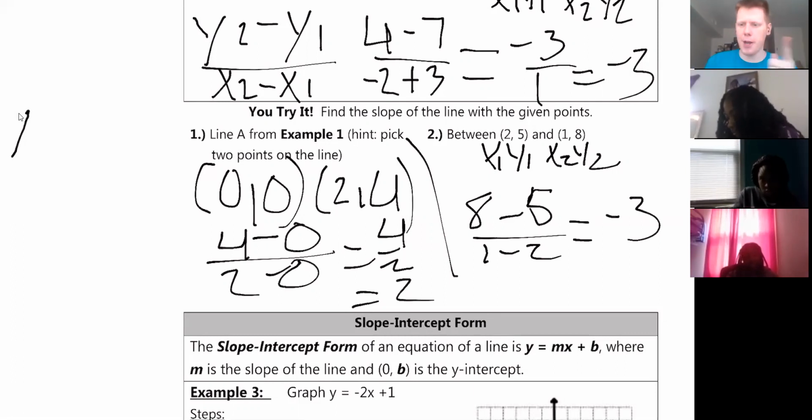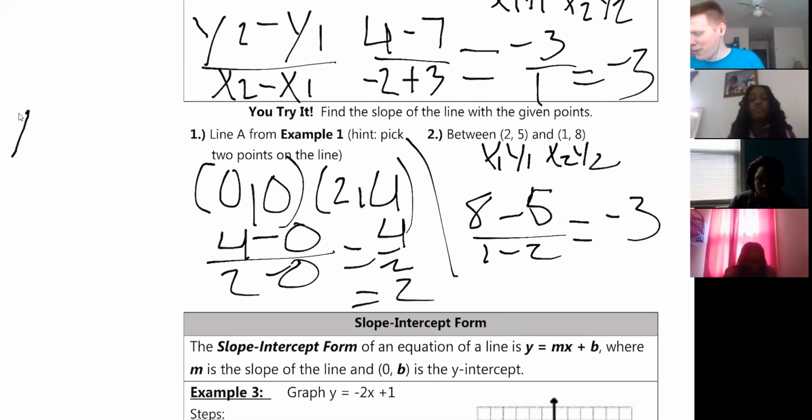And I don't care if you're doing it backwards. I know some people might have done like 5 minus 8 over 2 minus 1. That's okay. As long as you're consistent, you got to either do y2 minus y1 over x2 minus x1, or you have to do y1 minus y2 over x1 minus x2. So you just got to be consistent. So it doesn't bother me if you write it different than how I'm showing my work, as long as you're getting the correct answer or you're doing it correctly. That's fine with me. But I'm just going off of how they define the formula.